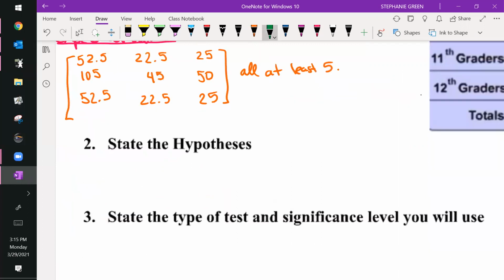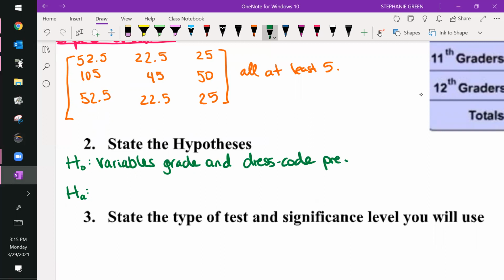So we state our hypotheses. The hypotheses for these types of tests are the same for every single situation. Either chi-squared is 0, which means that our variables are independent. Variables are grade and dress code preference. I can be more specific, huh? Grade and dress code preference are independent. Okay, our null hypothesis is always going to be our two variables are independent.